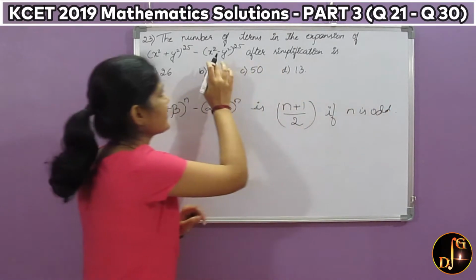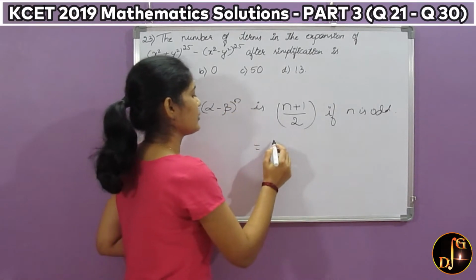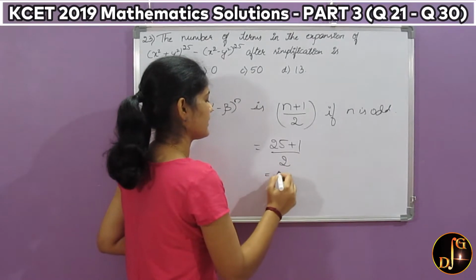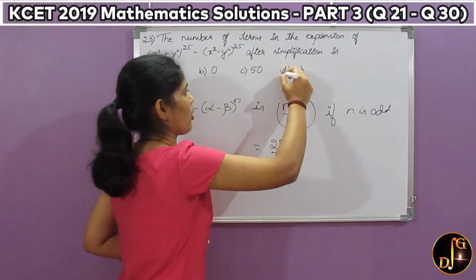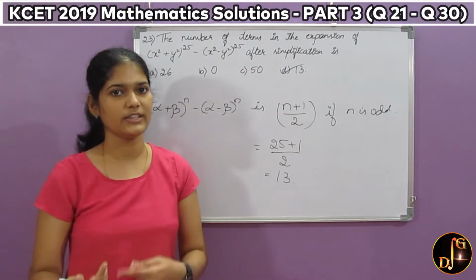Here we have n is odd, right? N is 25. So it is simply 25 plus 1 divided by 2. That is nothing but 30. So the correct answer is option D. Right? Now let's move on to the next problem.